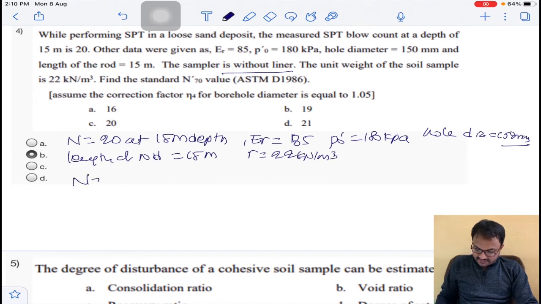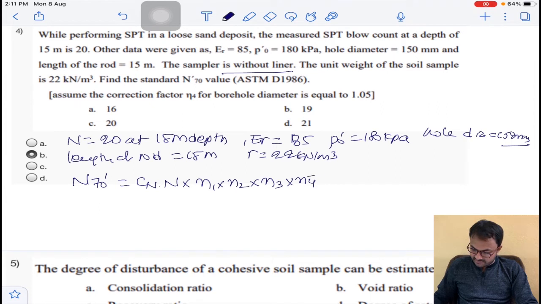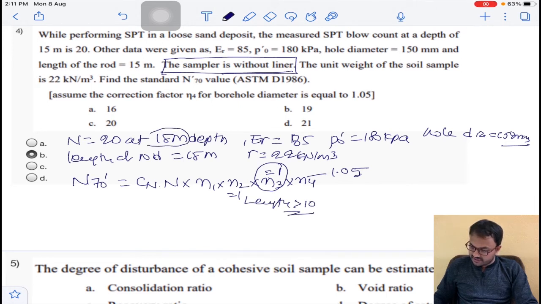Okay, so to calculate N70 dash, it is Cn into N into eta 1, eta 2, eta 3, eta 4. So there are all these efficiencies. He has given directly eta 4 is equal to 1.05, and eta 3 will be calculated based on whether the sampler is liner or not liner. If the sampler is without liner, eta 3 will be equal to 1. Eta 2 is equal to 1 when length is more than 10. He has given length is 15 meters, as it is greater than 10, so eta 2 will be 1.